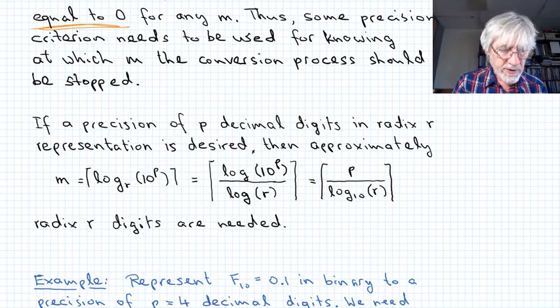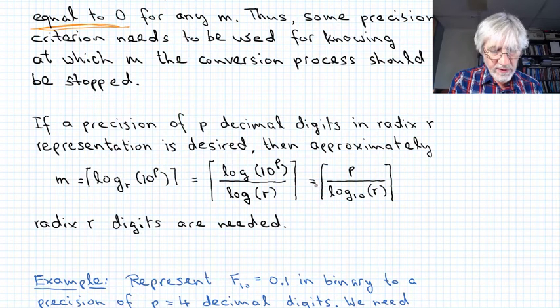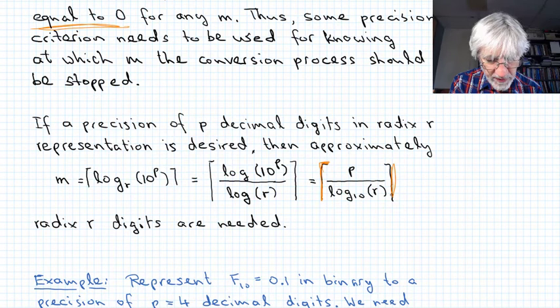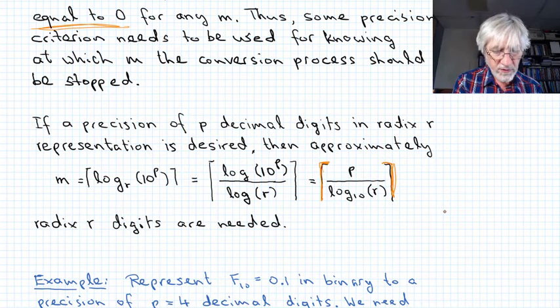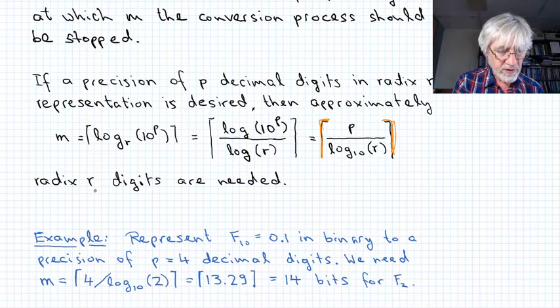We find that if we want to have a precision of p decimal digits in radix r representation, then we need approximately little m equal to the logarithm to the base r of 10 to the p, and the next highest integer, which is equal to logarithm of 10 to the p over logarithm of r, where this can be any logarithm, but the numerator and denominator logarithm have to be the same. Or we can express it like this, as p divided by logarithm to the base 10 of r, if we compute this in the base 10 logarithm. And again, this graphical representation here means that it's the next highest integer that we're going to take. It's the ceiling function. Okay, so this is the number of radix r digits that are needed for the conversion.